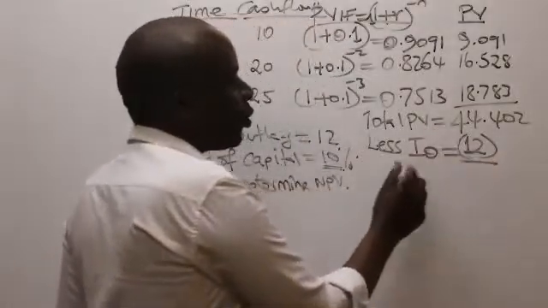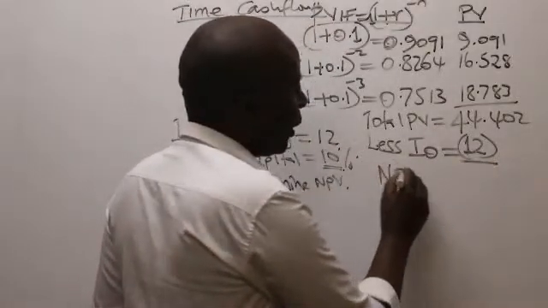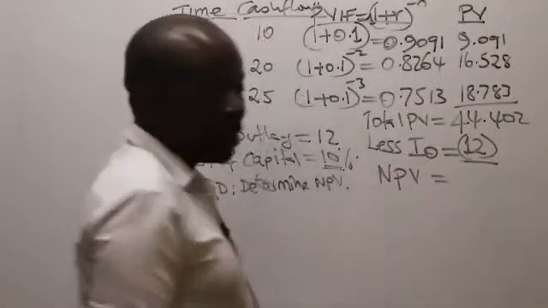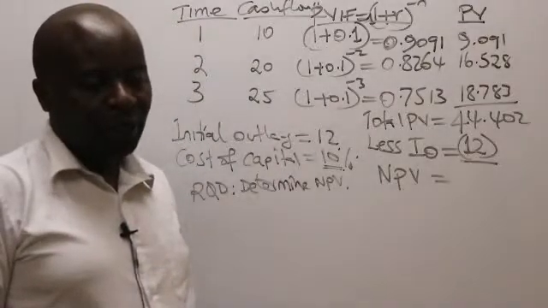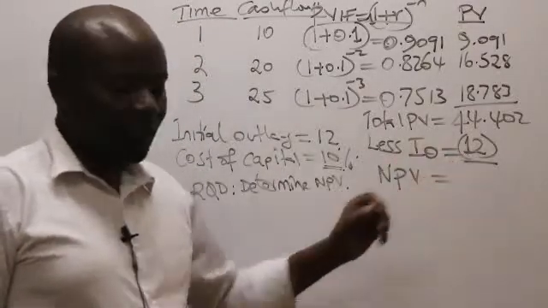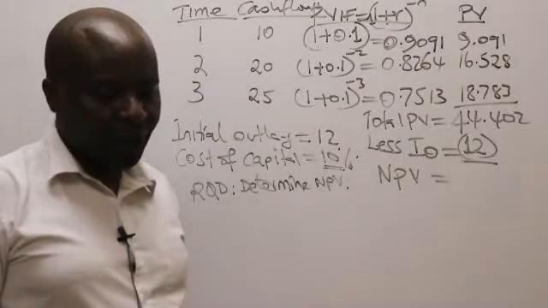So 44 minus 12, you'll be able to give me what we call the net present value. So net present value will be 44 minus this, which gives me what figure at the end of the day?